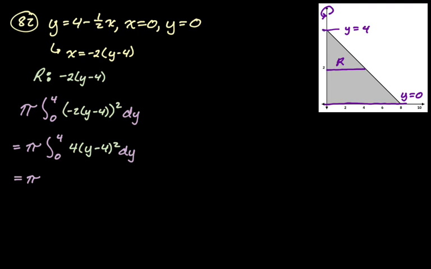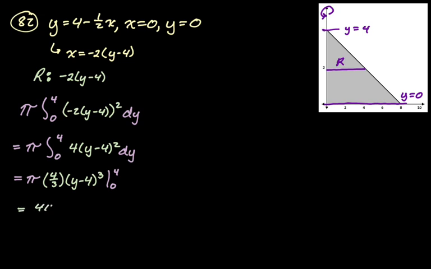I'm going to integrate, instead of expanding, I'm going to reverse the power rule on this. So I'm saying that u is y minus 4, so I'll get 1/3 u cubed. So that'll be, we still have the 4, so 4/3, and then y minus 4 cubed. We are going from 0 to 4, so now we're just going to plug in.